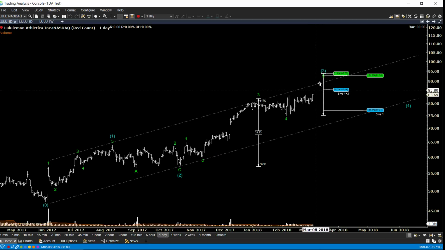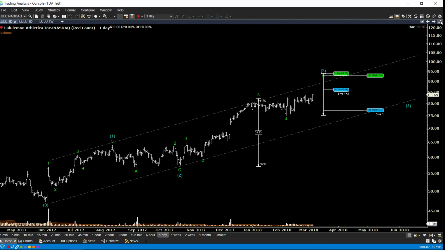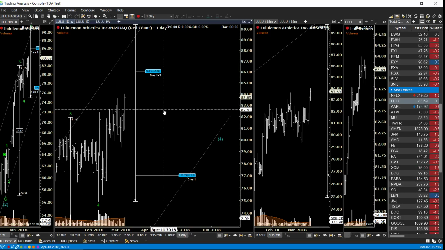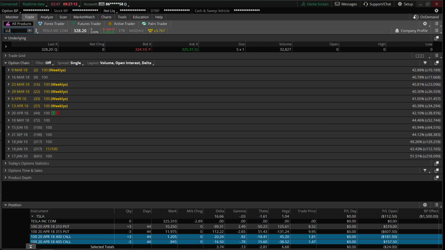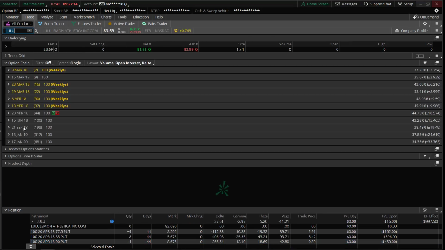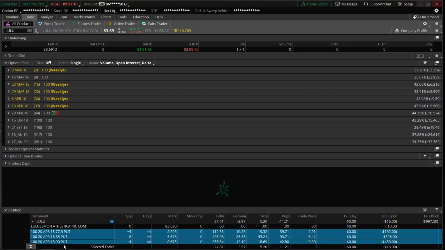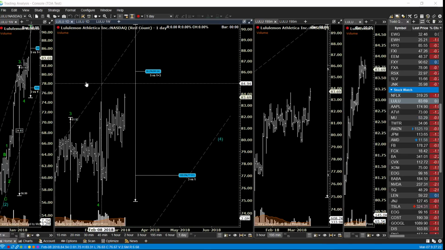So we should be able to move up to 85, 90. Lulu is showing really good relative strength. I have that trade on as well with the call butterfly. We have a lot of butterflies going here because I still think we're inherently in a range-bound market, though we're going to challenge the lower end of the range right now.